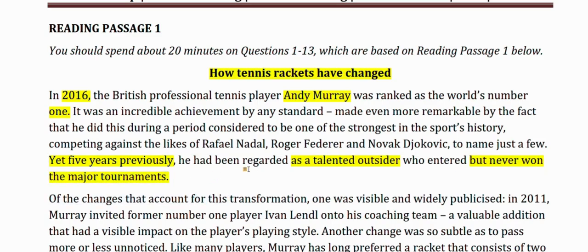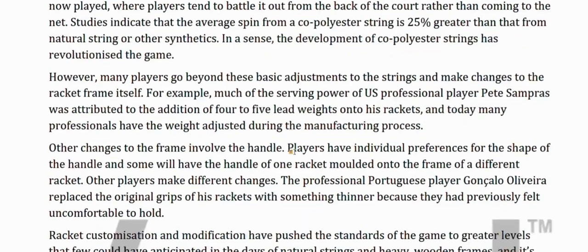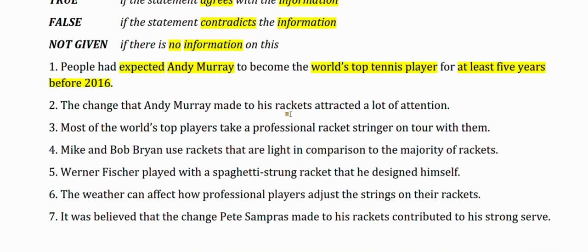So what was the expectation? He was regarded as a talented outsider, but people never thought of him much, and he had never won any major tournament before 2016, so people did not think of him much. They thought that he was a talented outsider, but nothing more than that. So they were not expecting him to become the top tennis player, because they just thought he is a talented tennis player, nothing else. So our answer to this question will be false. Hope it is clear.